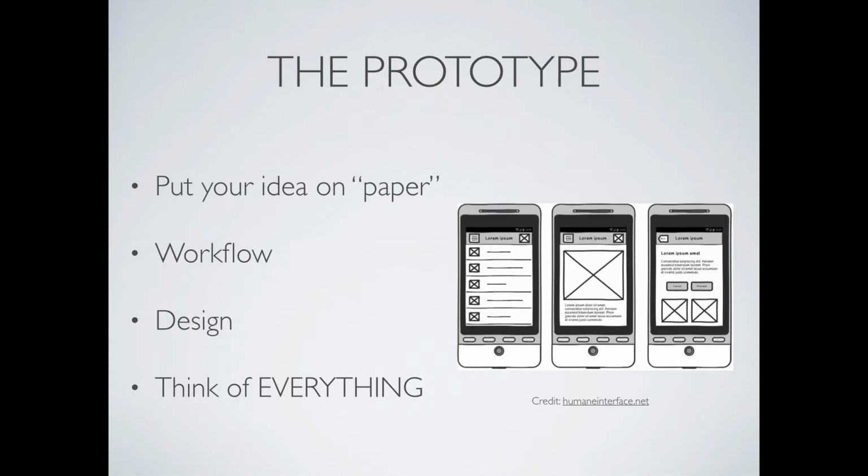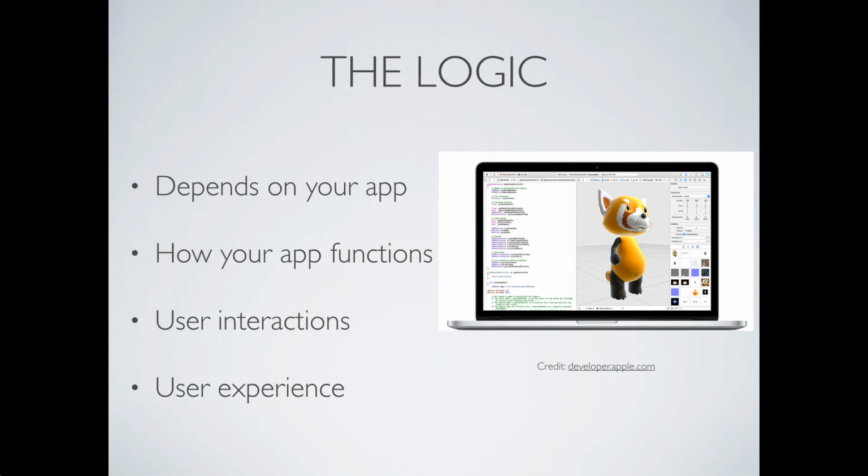And then when you have a good idea that passes that test, you can start building a prototype for your app. And this is basically just the process of putting your idea on paper, or more likely onto a prototyping program. But this is where you just flesh out your workflow for your app and the overall design for your app. And this will be used as your template for when you do start coding, so it's important that you think of everything ahead of time. So then once you've done that, you're ready to start setting up some logic for your app.